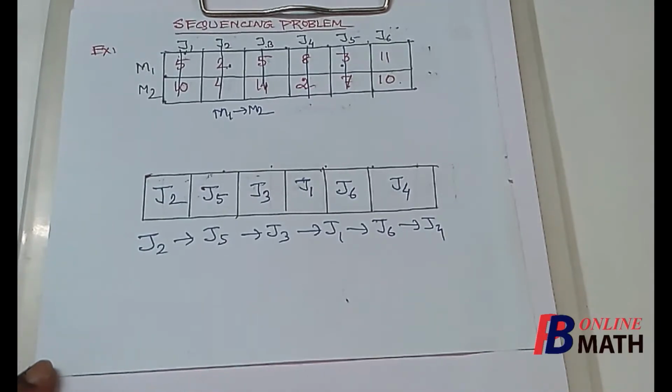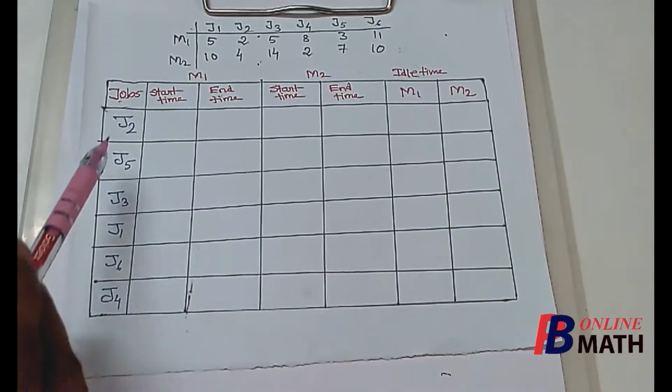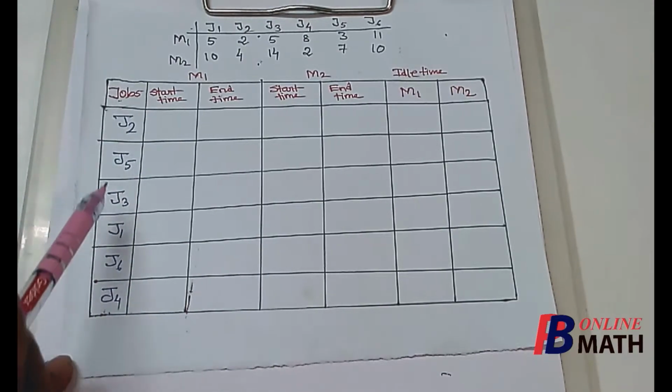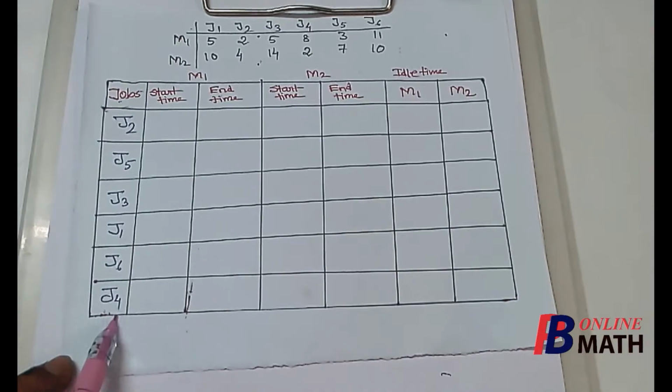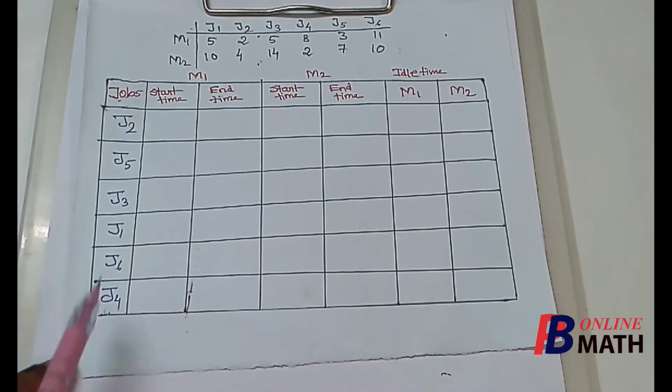This is the optimal sequence of jobs, and next we shall find the total elapsed time and the idle times for the machines. For that we have to consider this table. Now this table has a number of columns and rows. The rows are nothing but the sequence of the jobs. So this is the optimal sequence of jobs, which we have already obtained: J2, J5, J3, J1, J6 and J4.